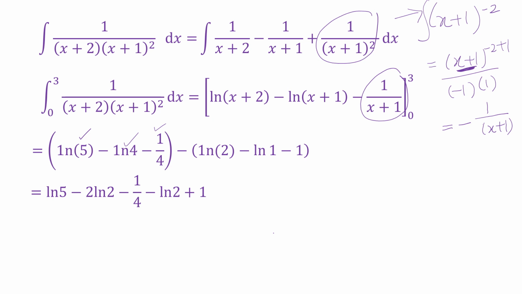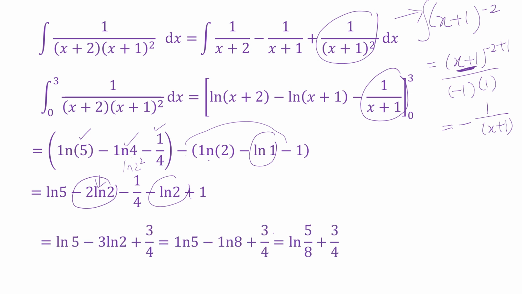Okay, ln 1 will be 0, so this is gone. So I end up with negative ln 2. Negative and negative become positive. And of course, ln 4, you can write as ln 2 to the power of 2. Bring the power down so that I can simplify this with this. So I'll end up getting, okay.